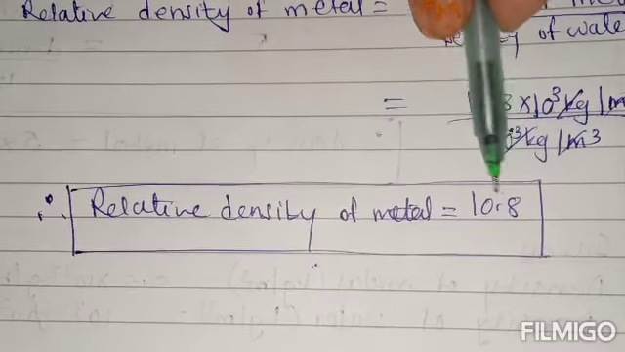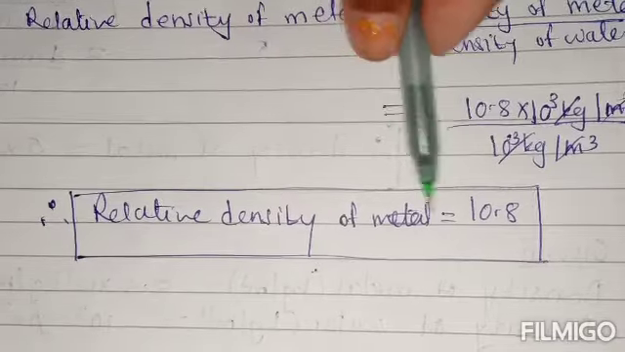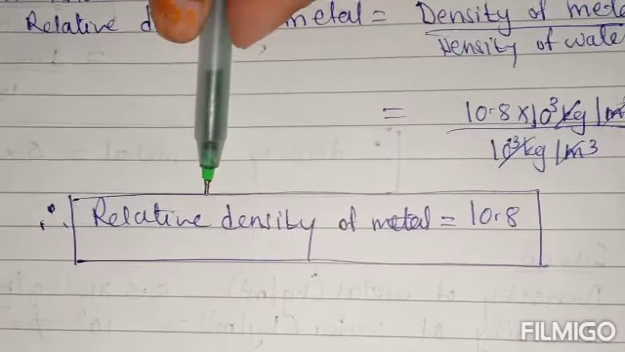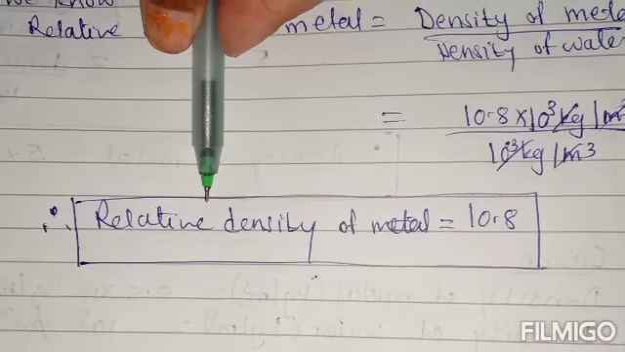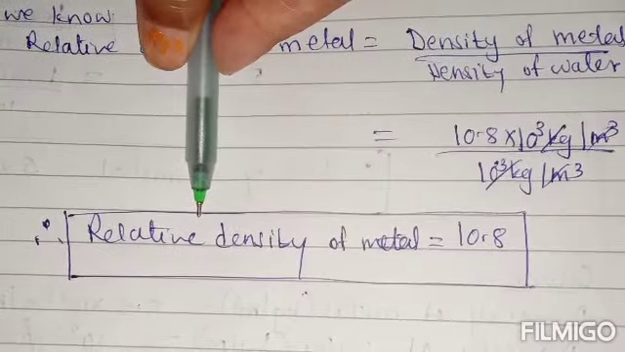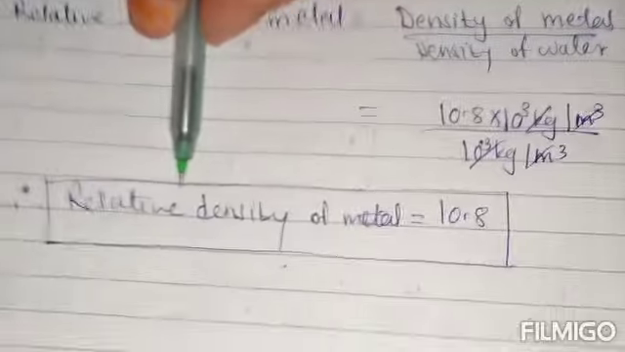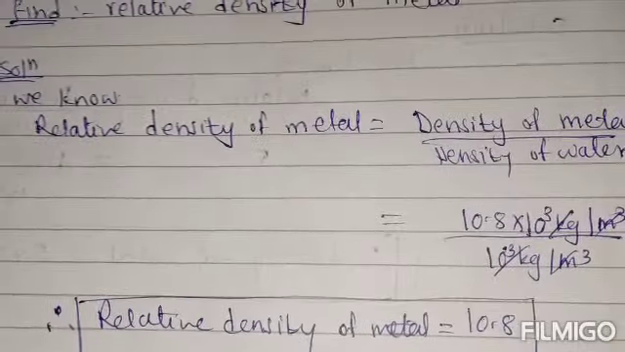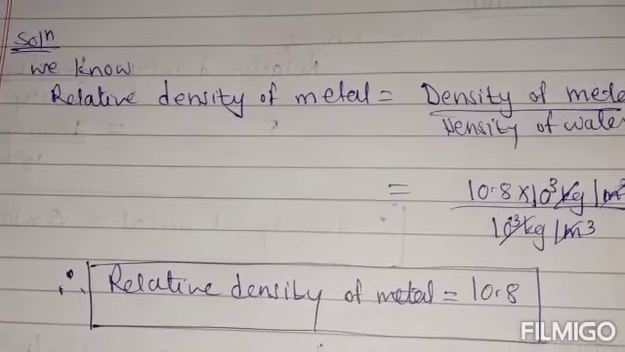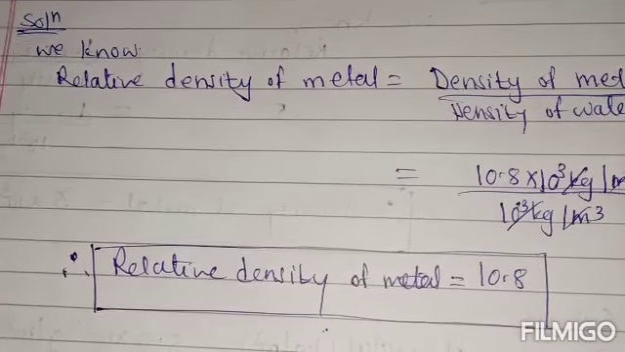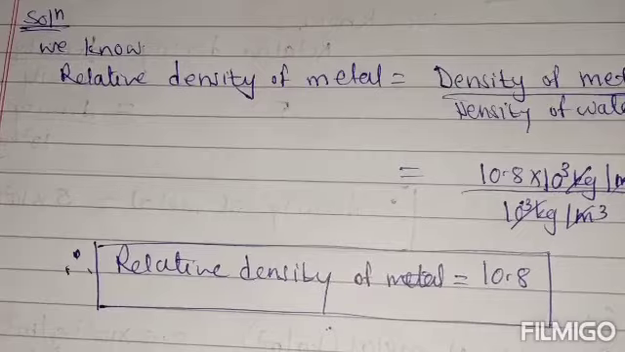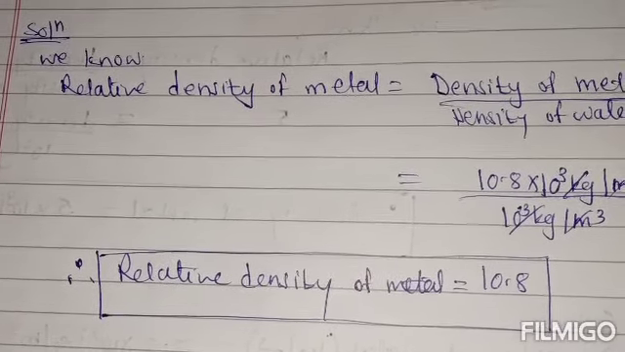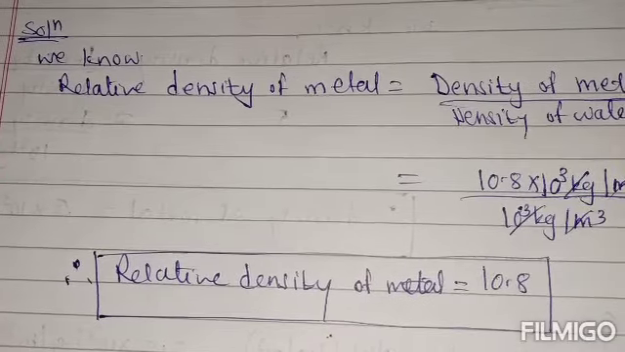See, as I told you, for relative density we don't write a unit. So there is no unit, because when we consider the ratio of two physical quantities, that is the ratio of density, at that time we don't write a unit, since density is taken on both sides.